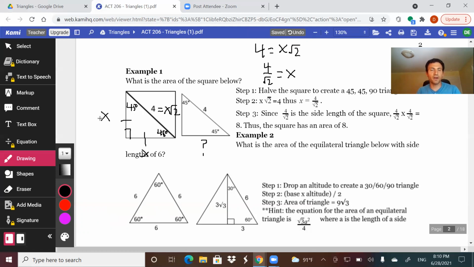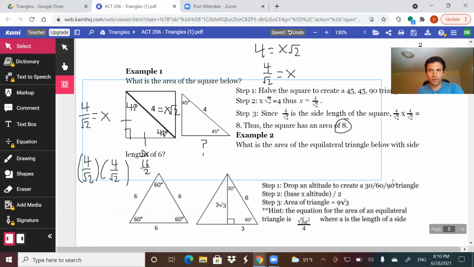So if you want the area, it's just going to be 4 over root 2 times 4 over root 2, right? So that's going to get you 4 times 4 over root 2 squared. That's just going to get you 16 over 2, or 8. So the area is going to be 8 there. So it's really quick and easy if you just know the proportions.